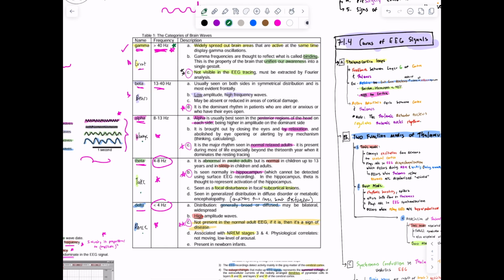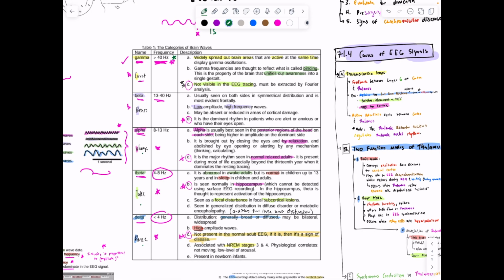Cool. So what's going on with our gamma waves, given that it is the brainwave with the highest frequency? It shows us that widely spread out areas of the brain are active at the same time, displaying these gamma oscillations, gamma waves, same thing. Gamma frequencies are thought to reflect what is called binding, which is a property of the brain that unifies our awareness into a single gestalt, so basically allows us to think.